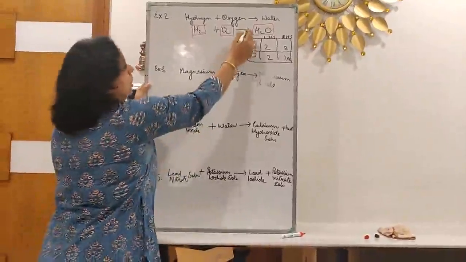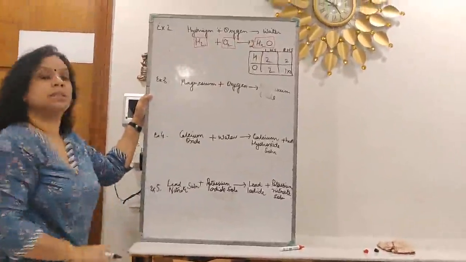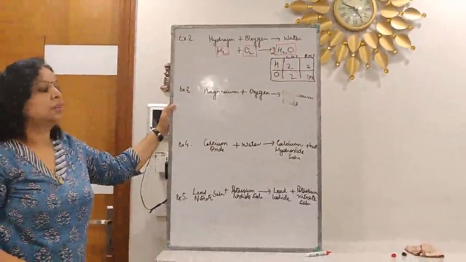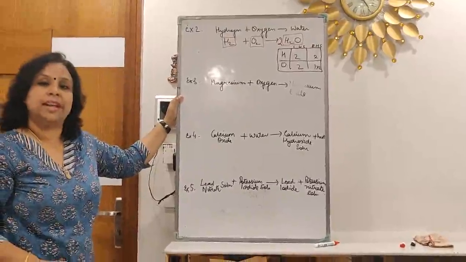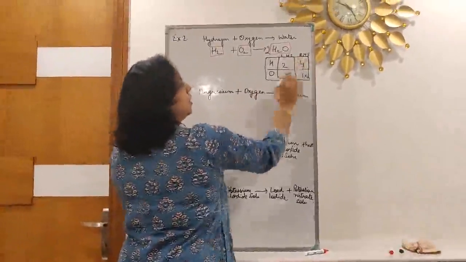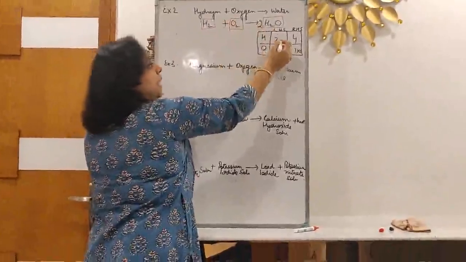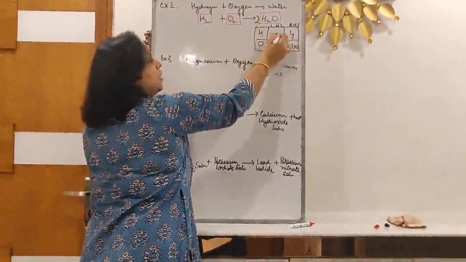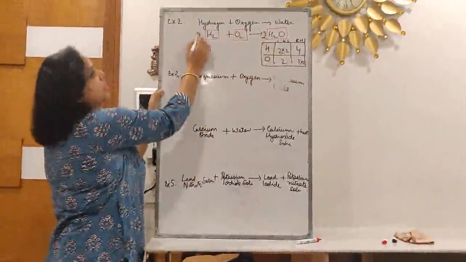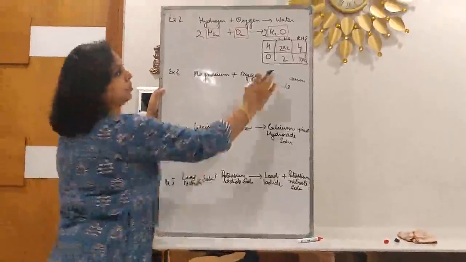So I put a 2 over here. If you see now, the number of hydrogens have changed. So now this has become 4. What do I need to do in order to make this one also 4? I need to multiply it by 2. Over here 2. Now my equation is balanced.